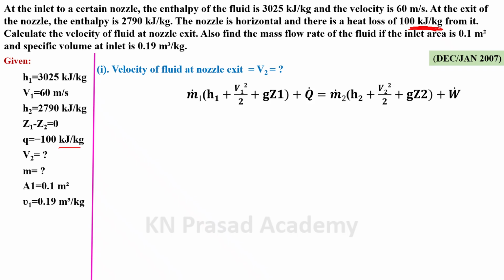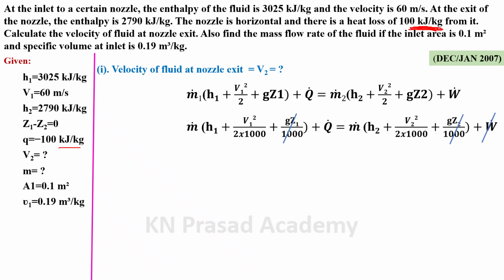So we know the steady flow energy equation, and here Z1 minus Z2 is negligible, that is 0. Then there is no potential energy, and moreover we know that in the nozzles there is no shaft work output, so work done also we have to consider 0. And the equation will become m into h1 plus v1 square divided by 2000 plus q equal to m into h2 plus v2 square divided by 2000.